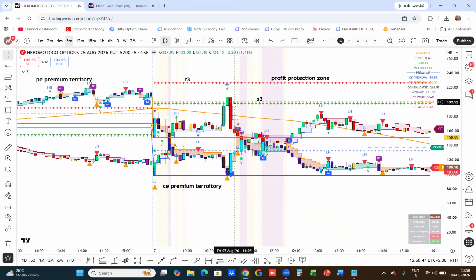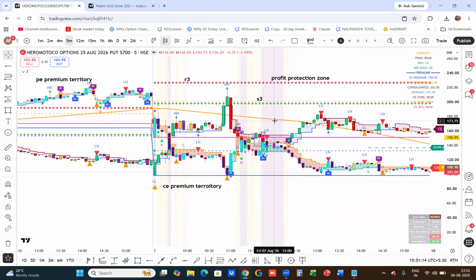That is where you can sell, but not always. You can sell always, but you can look for selling. You could have sold around 199. It came down to 127. Like that, you could have captured the premium difference and made a profit.